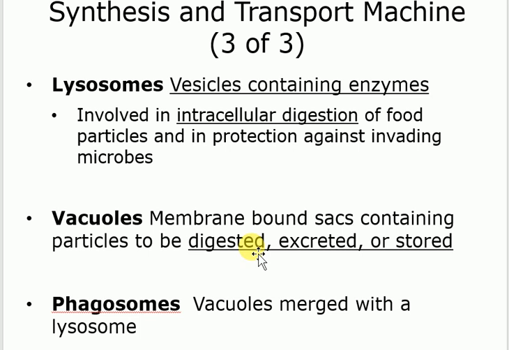Do you only digest food? You can digest food, right? If I wanted to break down this food into smaller particles, it's okay. I can send it to the lysosomes. But what if this is an organism or microbe that's invading this eukaryote? The lysosomes can also break it down. The lysosomes will break down whatever comes to it.